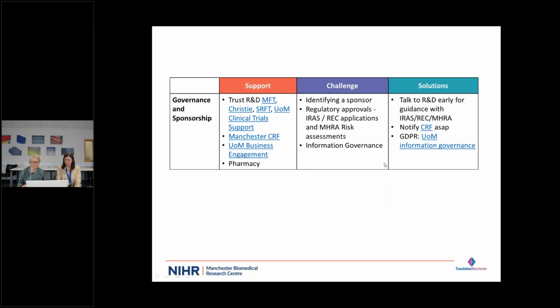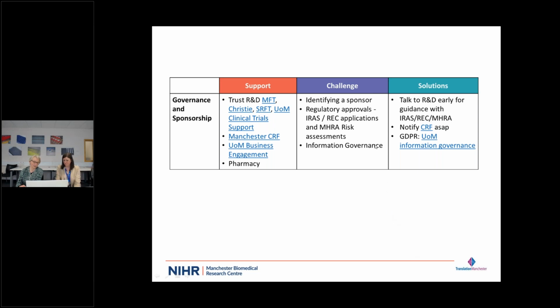Okay, and one of the other things I wanted to show you is governance and sponsorship. I just want to show you here really that there is lots of support available from the different trusts in Manchester, Salford, and the University of Manchester Clinical Trial Support Team. So each trust and university is a little bit different, and these links take you to their R&D offices page for governance and give you all the help that you might need there.